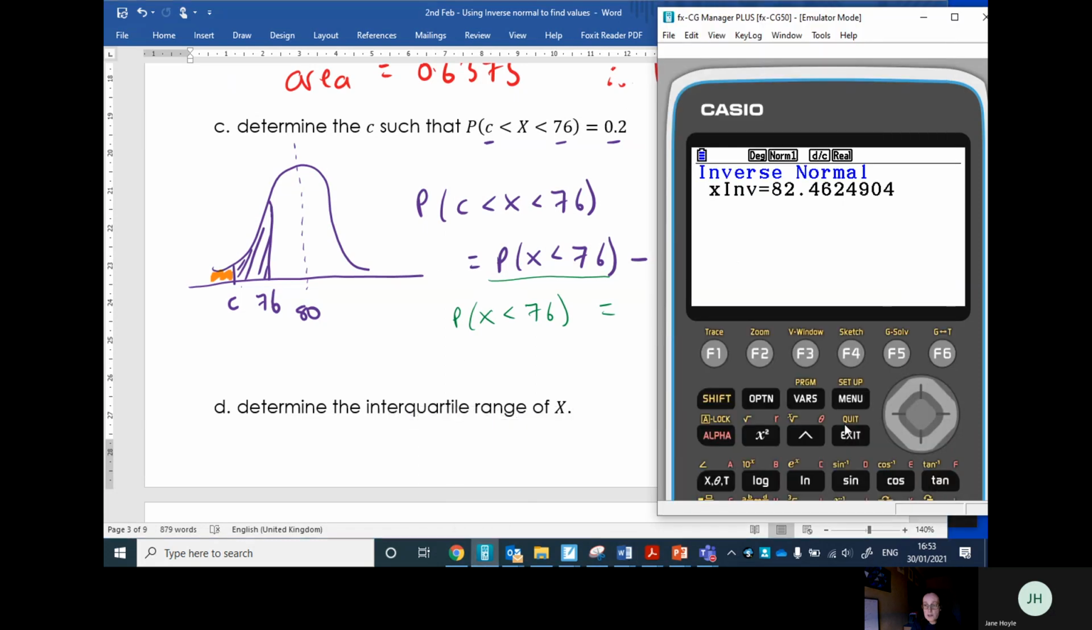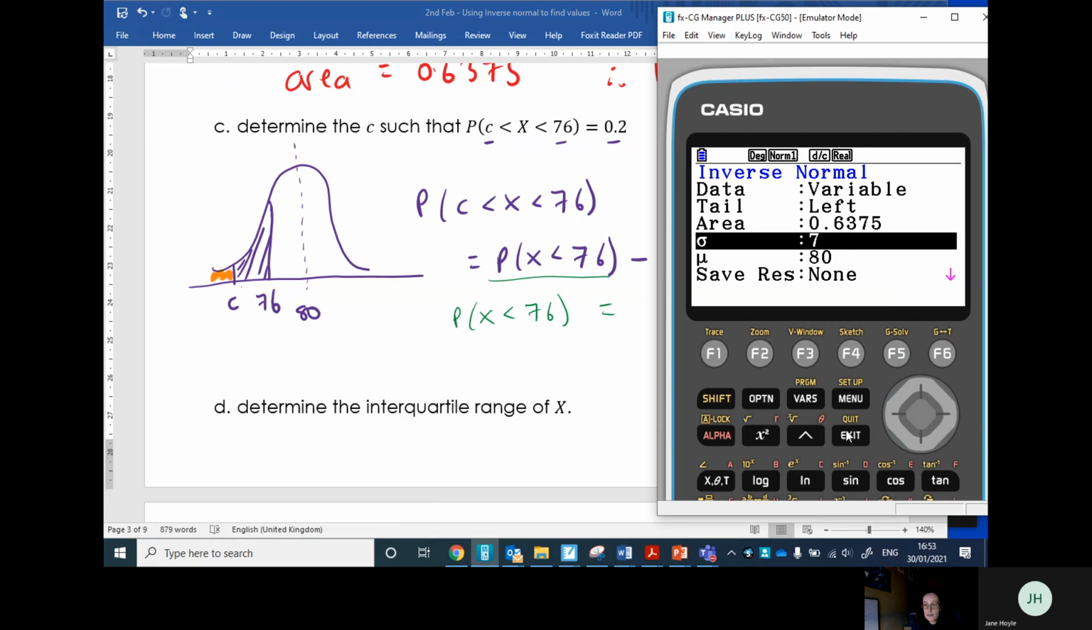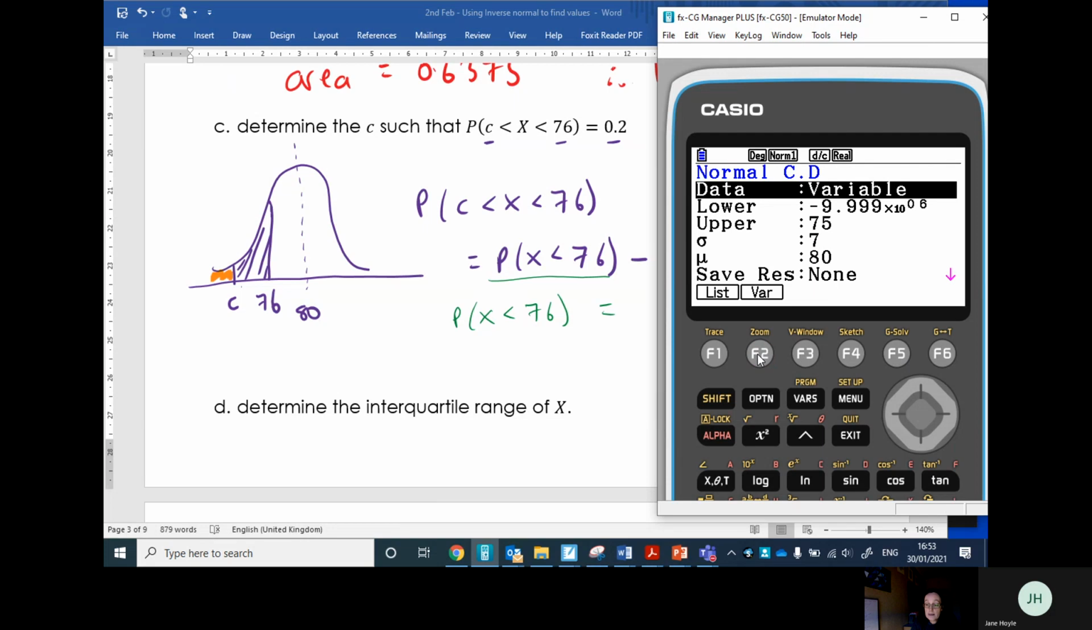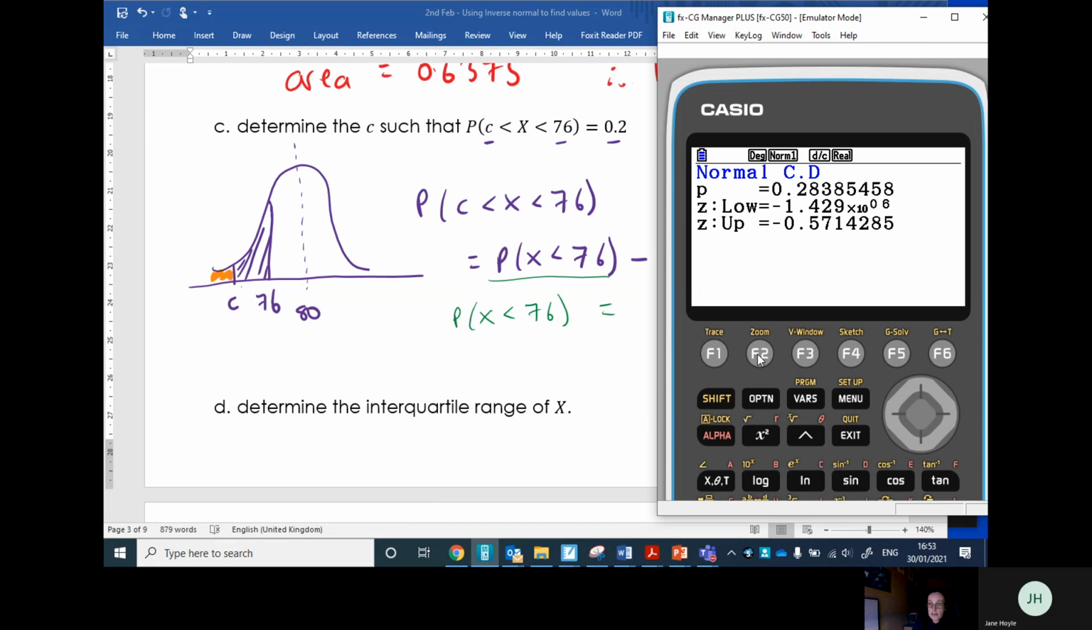So I'm on the same distribution, but I need to remember that I'm not in inverse normal. I need to go to the NCD. I want the probability of the left-hand tail, but this time I want to change that to 76. Everything else there is correct. That is 0.28385.